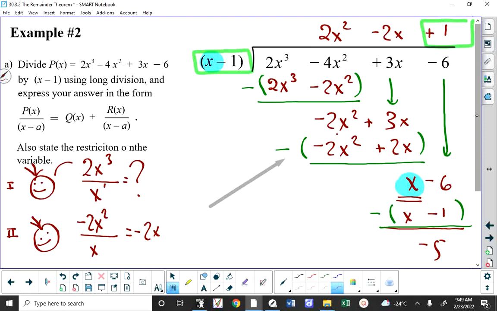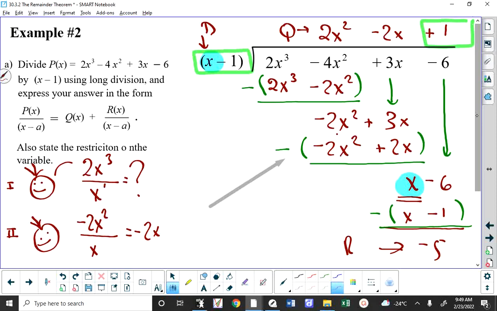So when you divide that polynomial by x minus 1, you get a quotient of 2x squared minus 2x plus 1. This top thing is the quotient. This, of course, is the divisor. And this is the remainder. The dividend is what we're dividing, but let's just call it the polynomial.